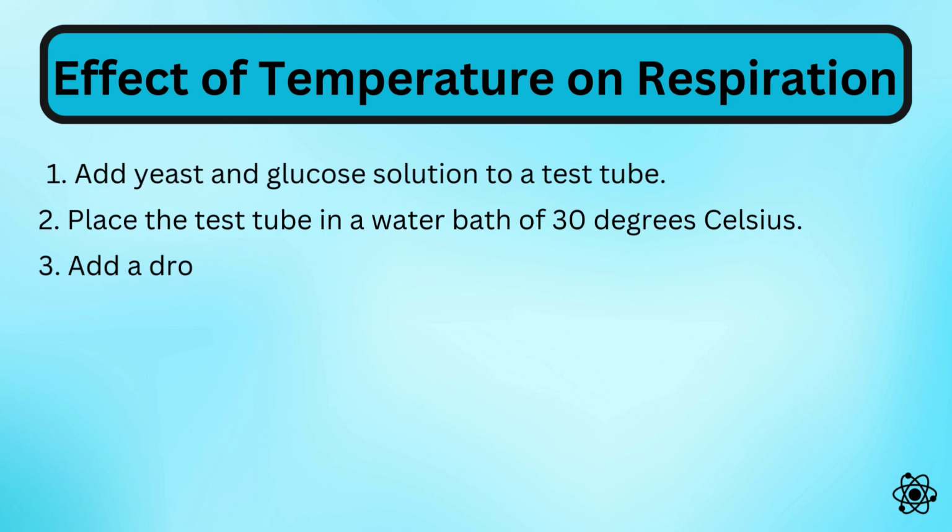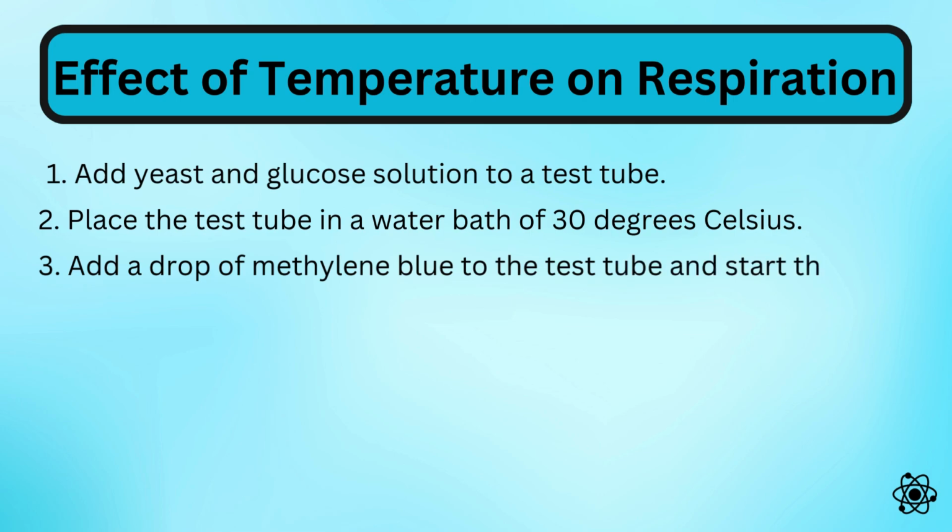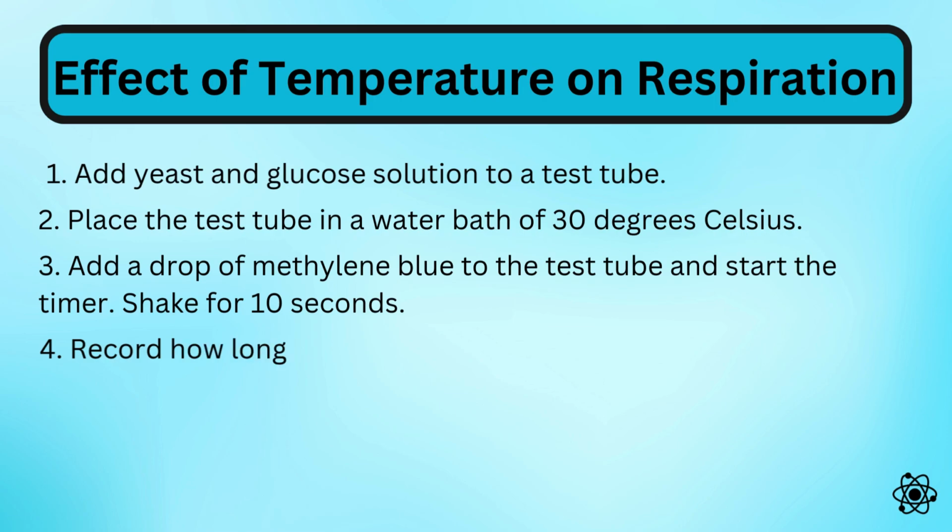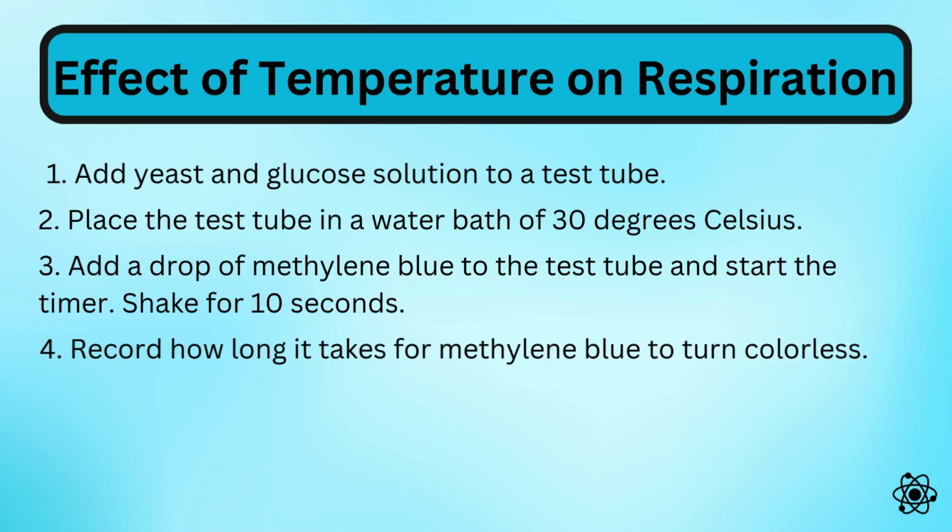Add a drop of methylene blue, which is a suitable indicator for this experiment, to the test tube and start the timer. Shake for 10 seconds. Record how long it takes for methylene blue to turn colorless. The faster the dye changes from blue to colorless, the faster the rate of respiration.